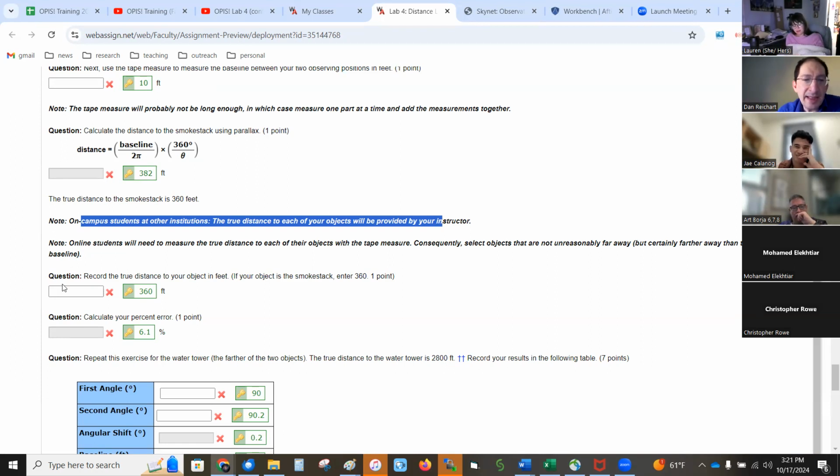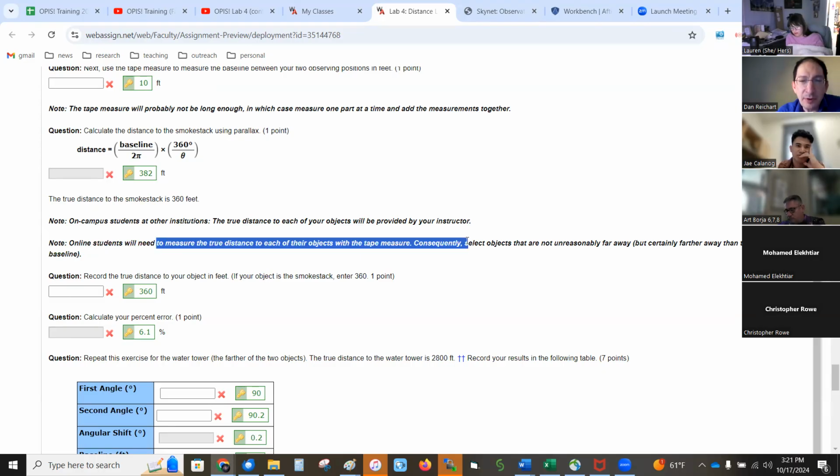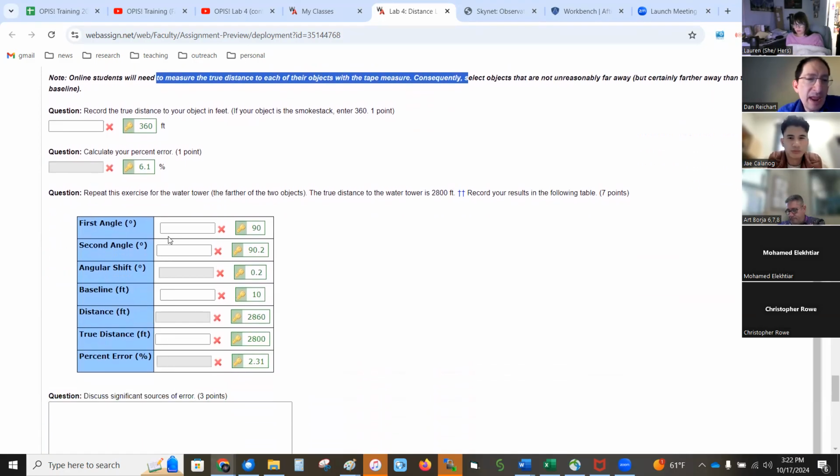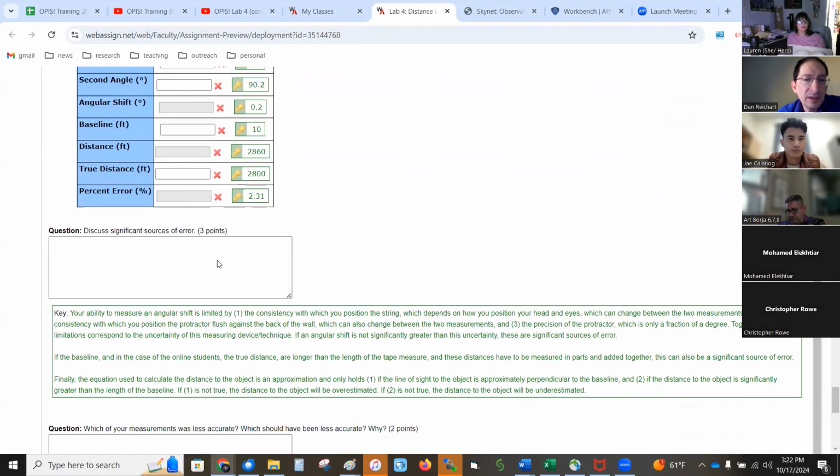And so you'll provide that, and they'll stick it here as the true value. Or if they're online working on their own, they'll use the tape measure to do a smaller setup. And so they can actually check with the tape measure the distance away. And they calculate a percent error. And then they go back and do it again for the more distant object. And here's just a compact version of what we went through.